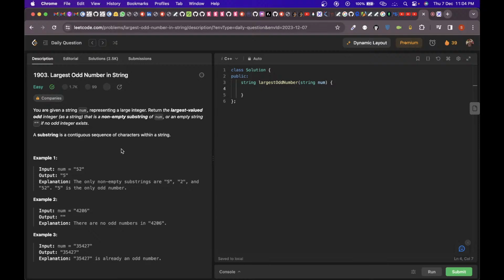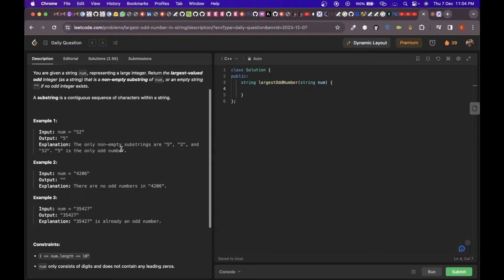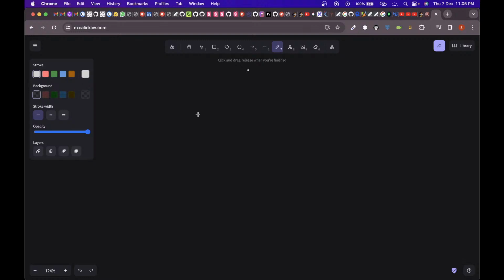Okay, so our today's LeetCode question is Largest Odd Number in a String, where we need to find the largest odd number if it exists in a string. For example, there's a number called 52. If we iterate through the number, we find that there is only one possible odd number, which is 5.